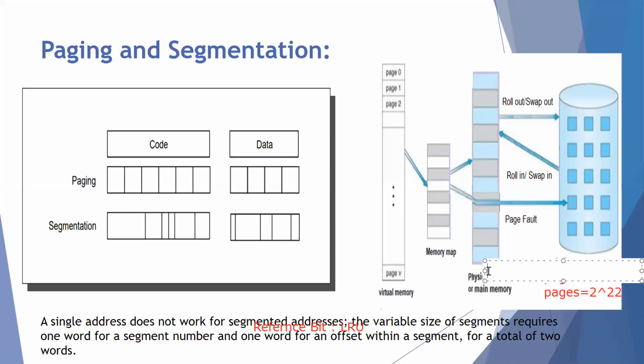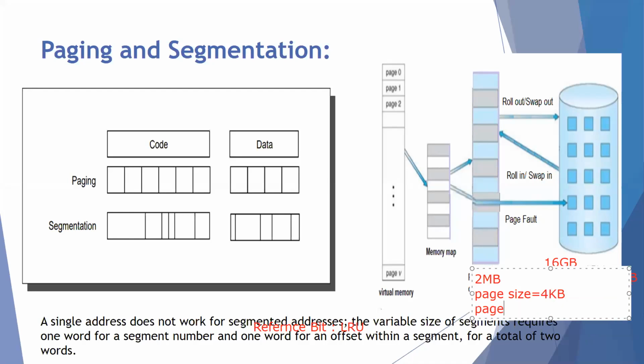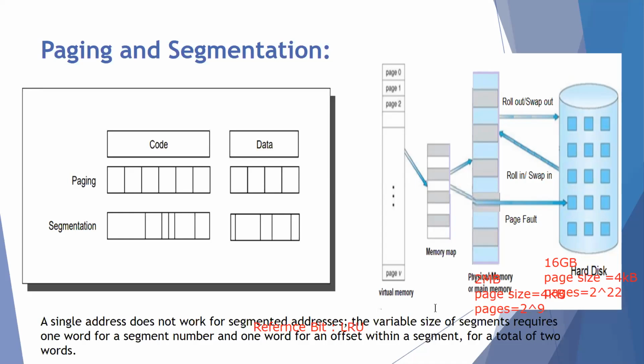The physical memory size we took was 2 MB. Okay. And the page size remains the same. How much is it? 4 kilobytes. How many pages here? 2 to the power 9. Yes, 2 raised to the power 21 divided by 2 raised to the power 12, we get 2 raised to the power 9 pages. Is everyone understanding? Yes, ma'am.